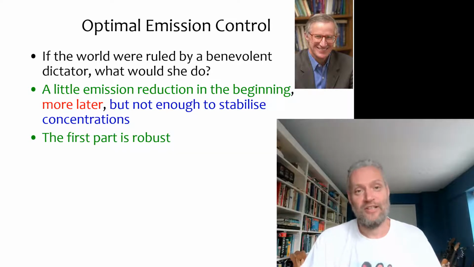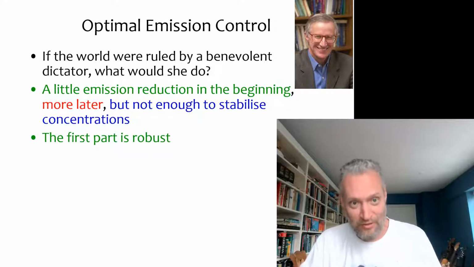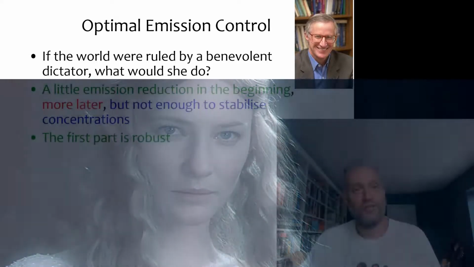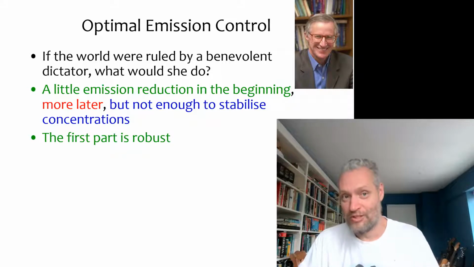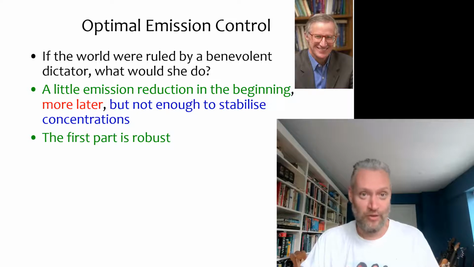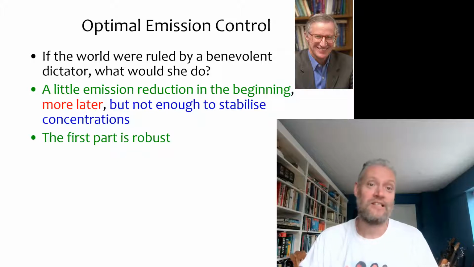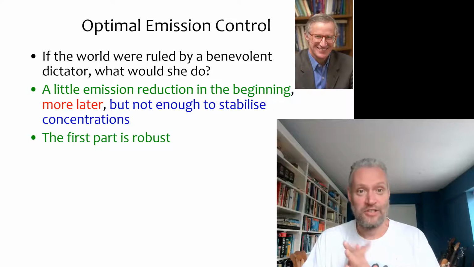And essentially the question that Nordhaus asks is, if the world were ruled by a benevolent dictator, by a philosopher queen, what would she do? Now, this is a silly question to ask because the world is not ruled by a philosopher queen. On the other hand, it's a very smart question to ask because we actually cannot do better than what the philosopher queen would do. The philosopher queen maximizes net present welfare, it maximizes human well-being, and you cannot improve on this. So any more realistic policy has to be compared against this efficient yardstick.